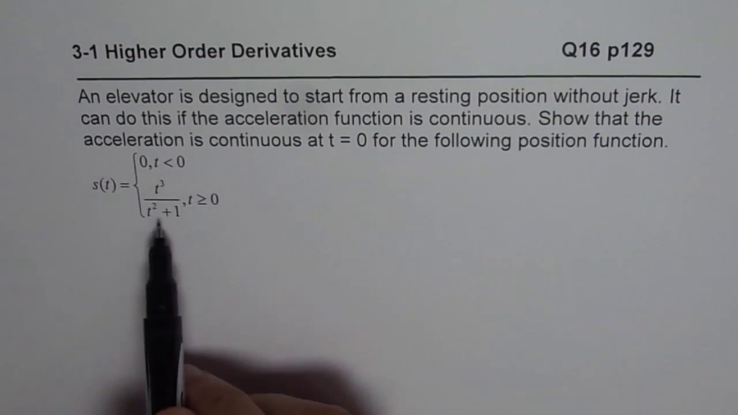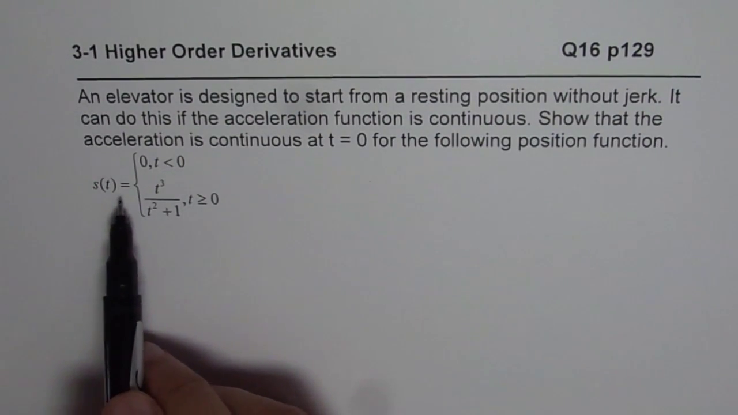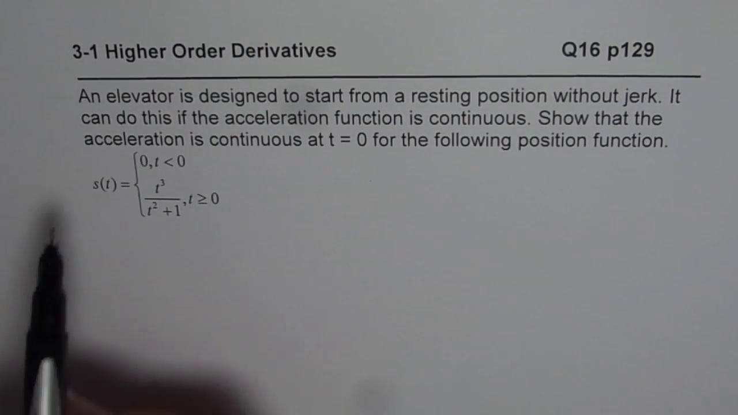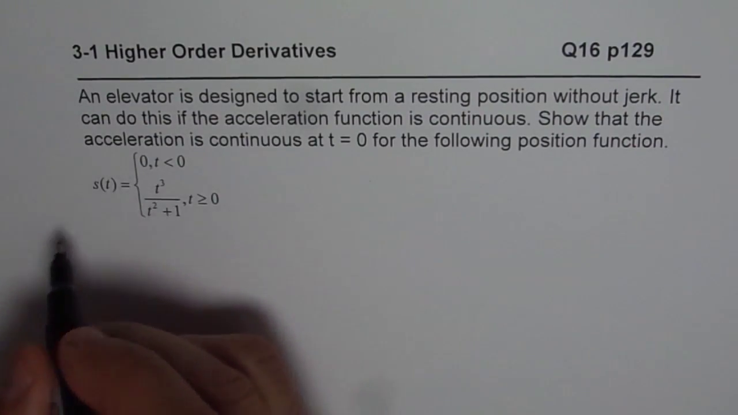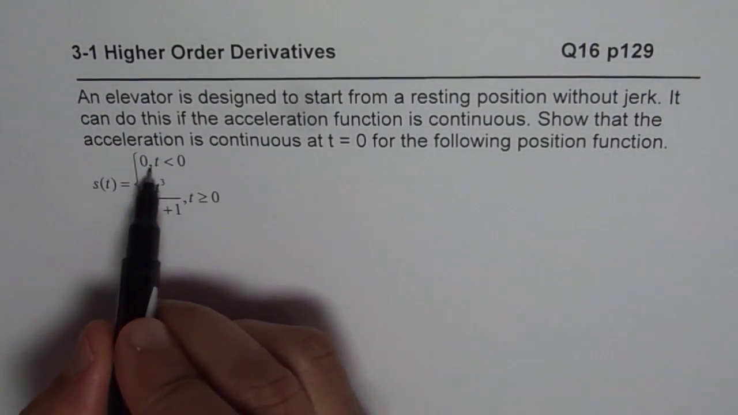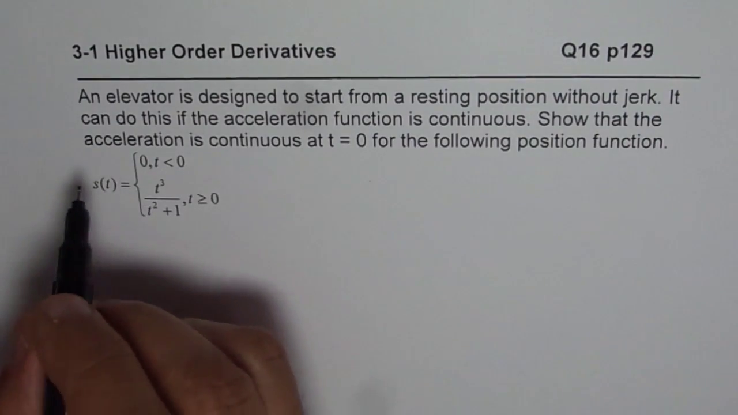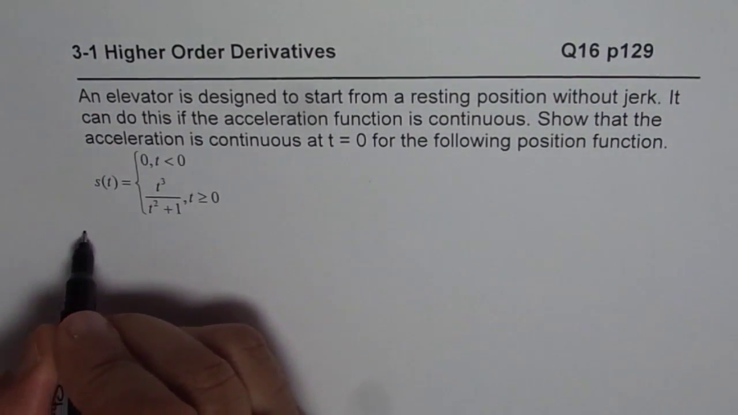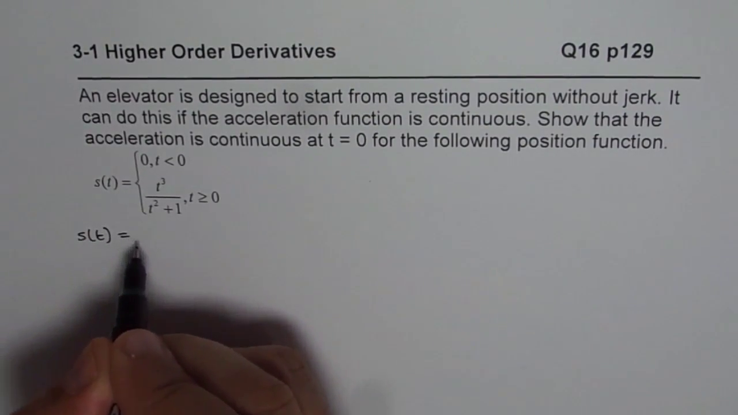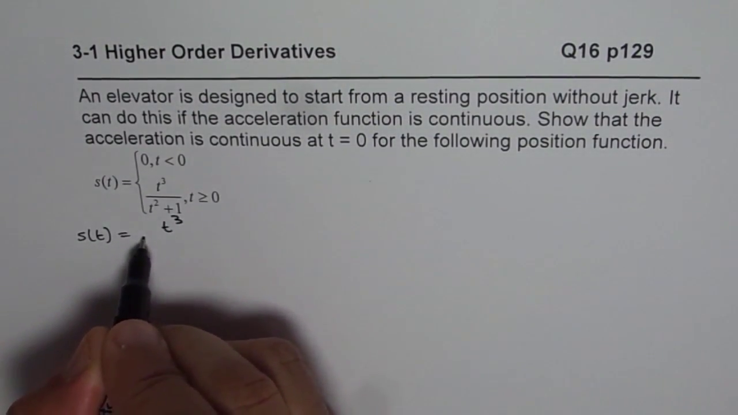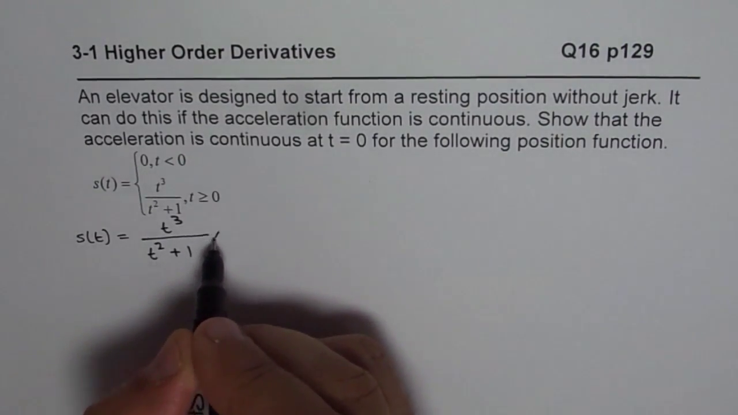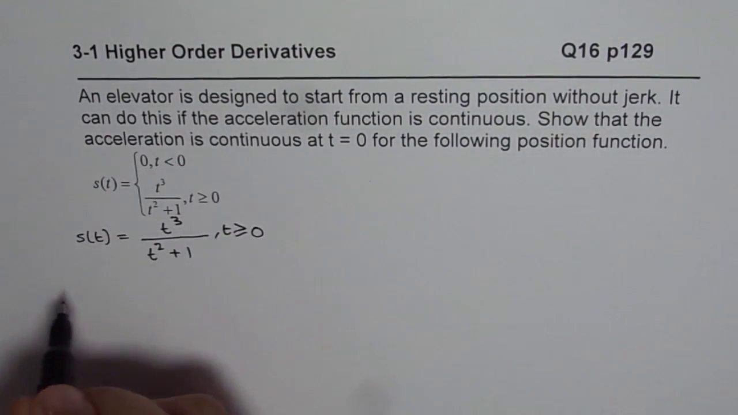So what we need to do here is find the velocity and acceleration. Velocity is the first derivative and acceleration is the second derivative of displacement, right? For t less than 0 it is 0. So when t is greater than or equal to 0, let's use the function s of t equals t cubed divided by t squared plus 1.